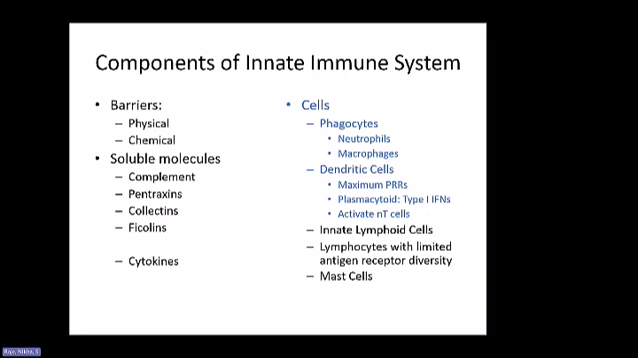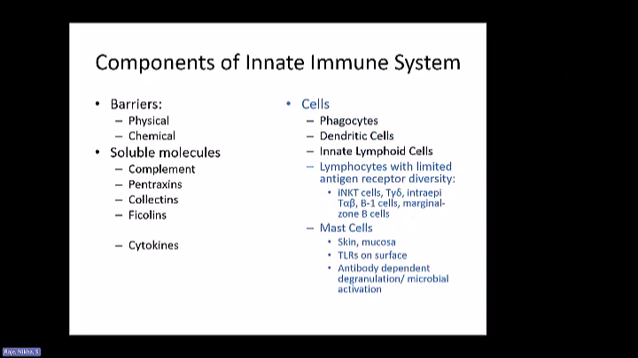Let's talk about the various cells. So we know that there are phagocytes. We'll talk about neutrophils and macrophages, and then there are dendritic cells. The dendritic cells have the maximum number of pattern recognition receptors that we just talked about. The cell-associated pattern recognition receptors are maximally present on dendritic cells. There are also another type of dendritic cells other than classical dendritic cells, which are called plasmacytoid dendritic cells. These make the type 1 interferons that are important for antiviral function. They help in presenting the antigens to the naive T cells and help in activating them.